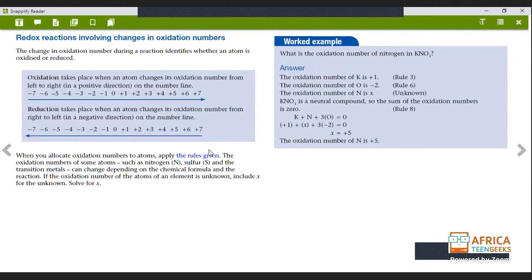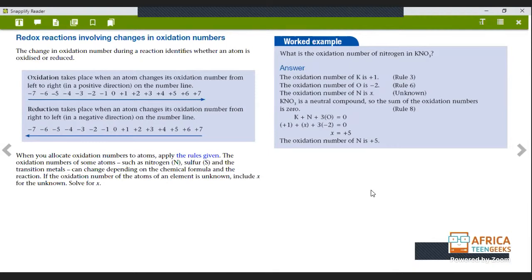When you allocate oxidation numbers to atoms, apply the rules given. Remember, guys, go to your book. There's a set of 8 rules. Make sure that you understand them. They all tell you the same thing. There's no specific order for the rules, but you need to know which rule goes with which problem. The oxidation numbers of some atoms, such as N and transition metals, can change depending on the chemical formula and the reaction. If the oxidation number of the atoms of the element is unknown, include X.